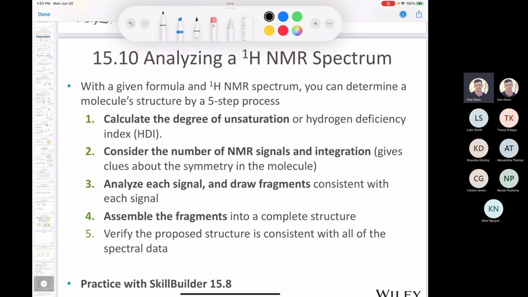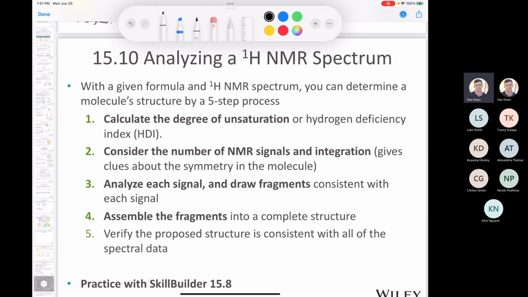First thing I do, if I'm given a molecular formula, is always calculate the HDI, just quickly, to see, do I have a double bond? Could I have a ring? Those kinds of things. If you have an HDI of 4 or greater, oftentimes it means you have an aromatic ring. Not always, but a lot of times. So I might look for things like that.